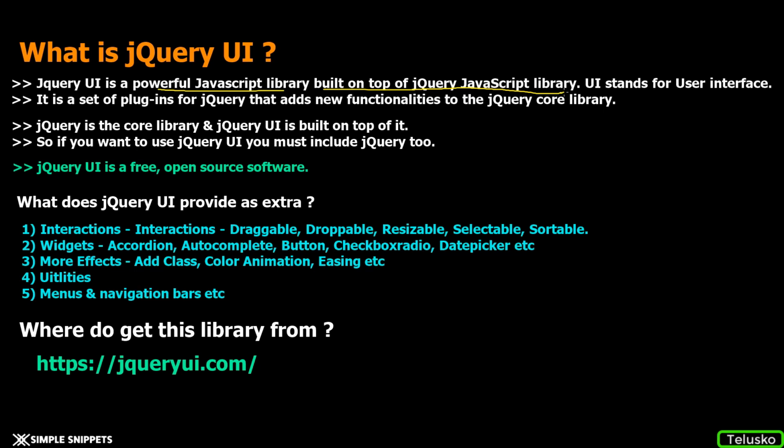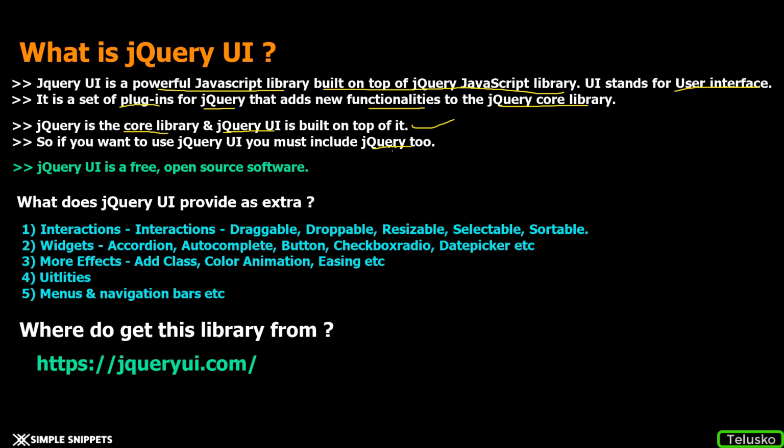So what is jQuery UI? It's another JavaScript library which is built on top of the jQuery JavaScript library. So the UI stands for user interface, and you'll understand why it is called UI. So basically it is a set of plugins for jQuery that adds new functionality to the jQuery core library. So it adds more functionality, more features, more user interface widgets and all on top of jQuery, okay? So we know that jQuery is the core library and jQuery UI is built on top of it, okay? This is clear. So if you want to use jQuery UI, you must include jQuery too. So this is a prerequisite, okay?